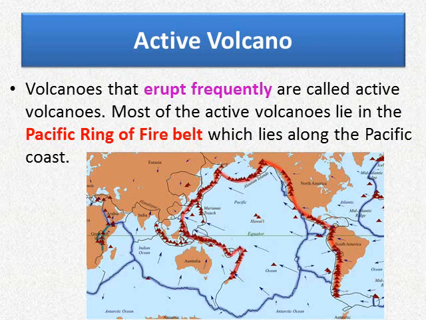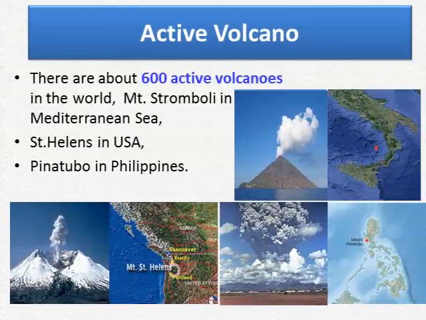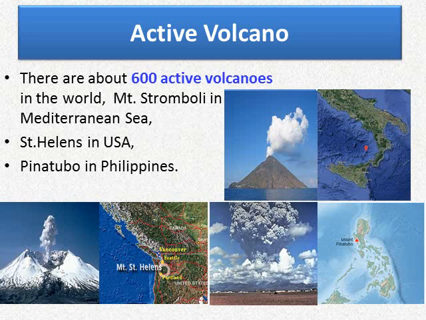Now let us learn in detail about active volcanoes. Volcanoes that erupt frequently are called active volcanoes. Most of the active volcanoes lie in the Pacific Ring of Fire belt, which lies along the Pacific coast. Now dear children, what is the importance of the Ring of Fire? Apart from being the center of the most seismic and volcanic activity, the ring houses the deepest trench in the world.